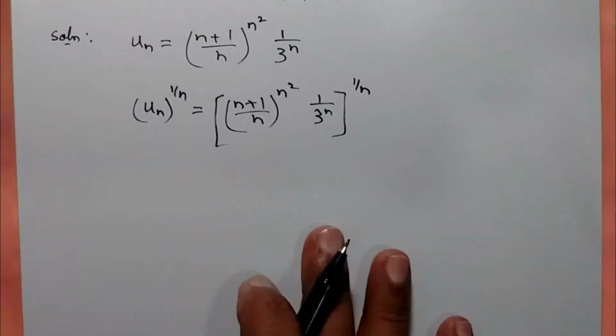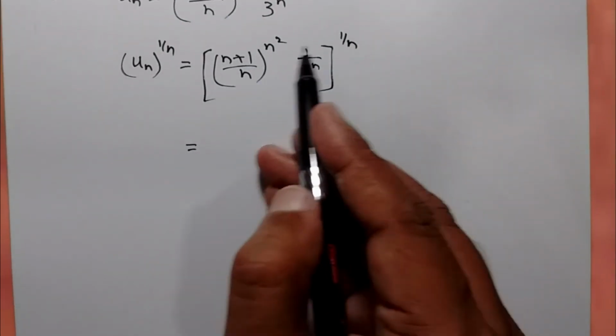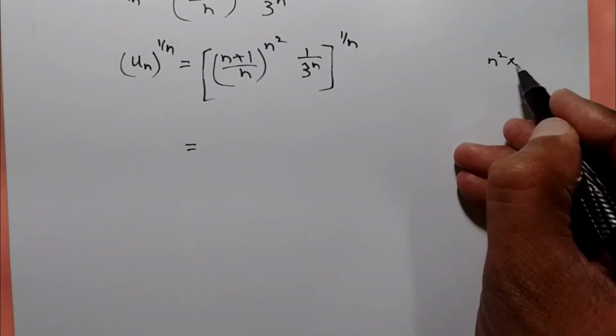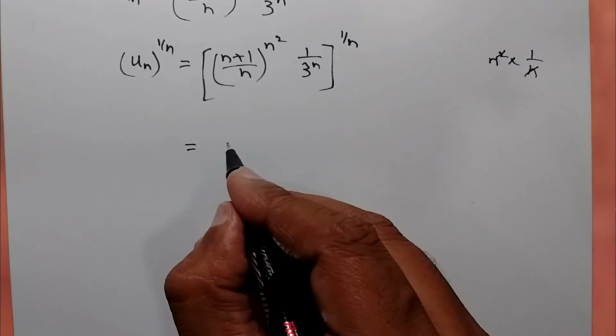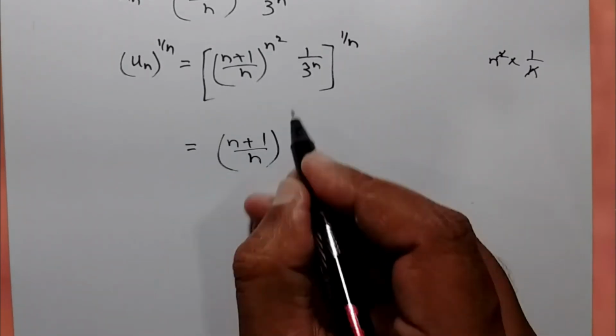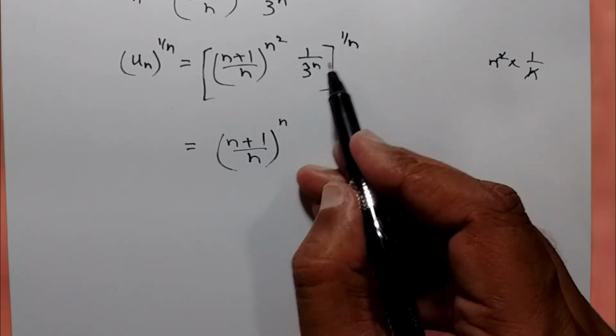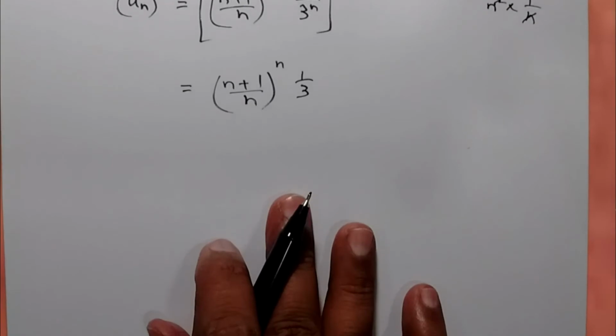So we have raised to the power of 1 by n on both sides. Now apply this 1 by n over here. It is n square into 1 by n form, so n and n will get cancelled. What will be left out here? n will be left out. So n plus 1 by n is whole power of how much? Whole power of n. Here n is there and 1 by n, so this n and n will get cancelled. We will get 1 by 3.